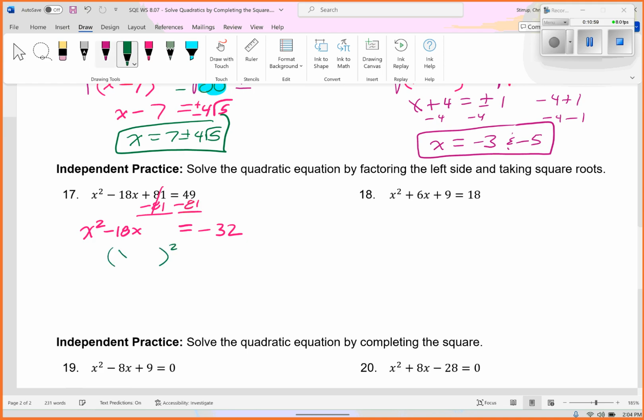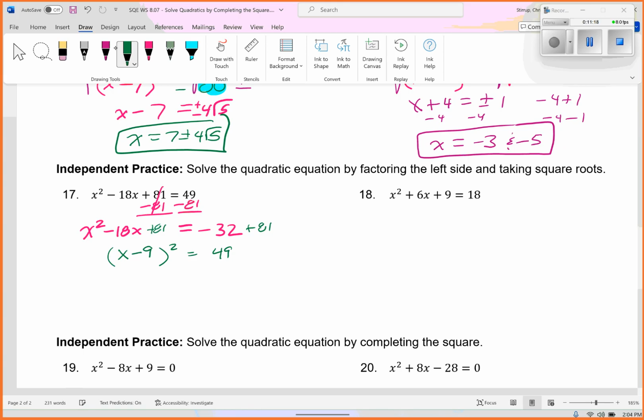Yeah, so I'm going to do x. What's the sign going to be? Half of 18? What is 9 squared? 9 times 9. If I add 81 here, I add 81 here. So that's going to give me negative 32 plus 81 is 49.